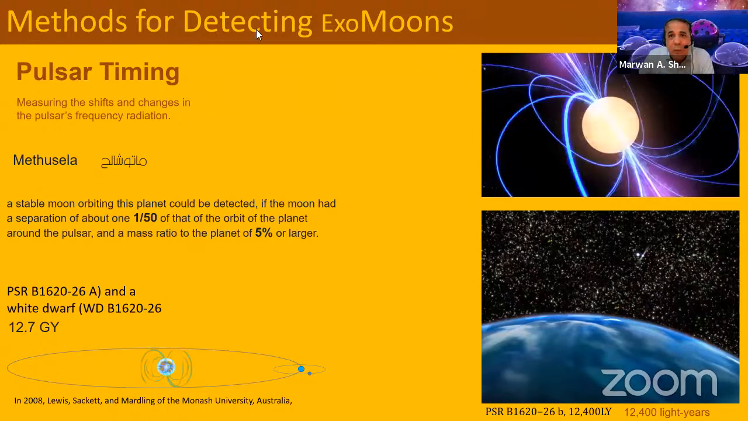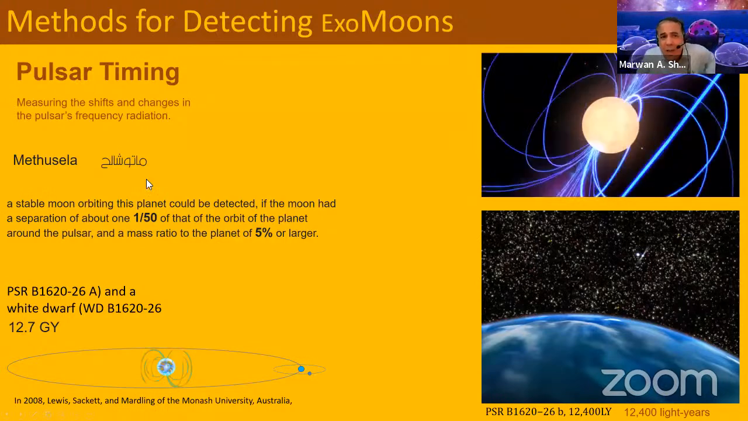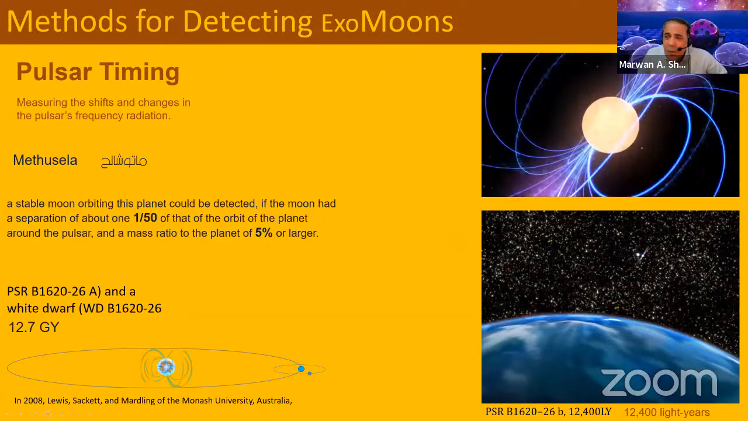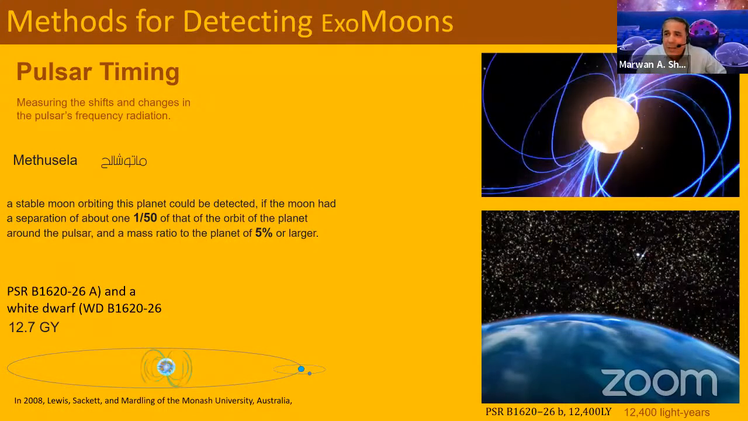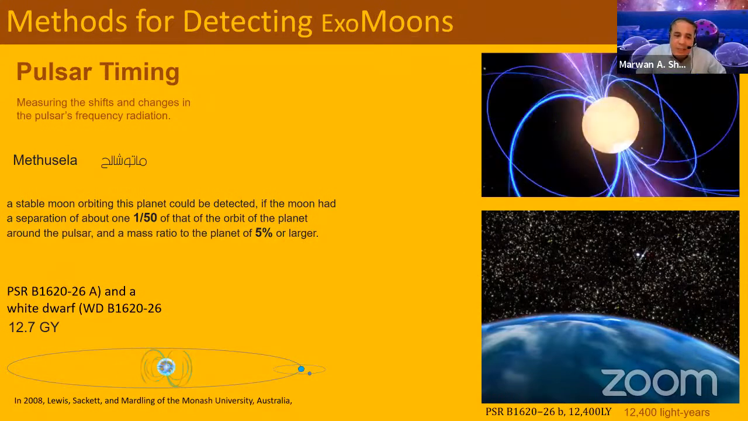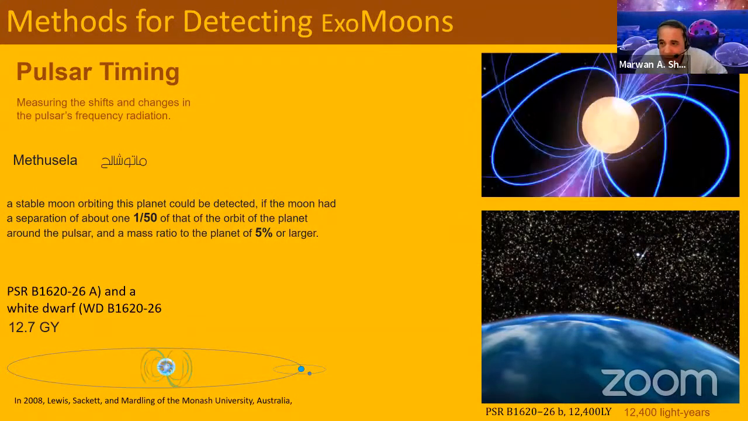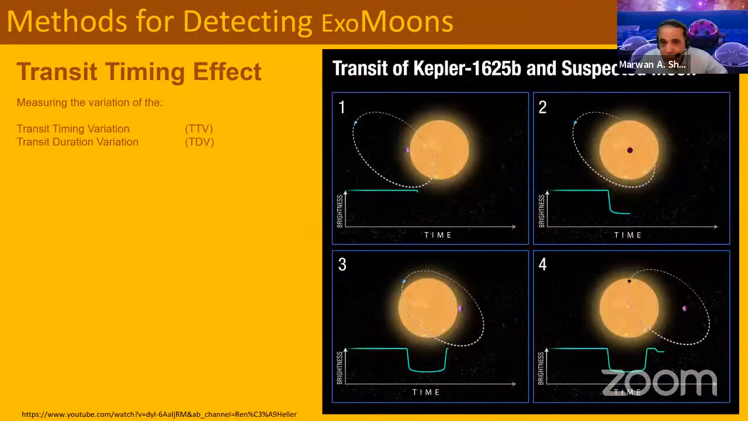Another method of detecting exoplanets is pulsar timing. This is similar to the way we discover exoplanets, but we can also detect exomoons in the same way. It is too complicated to go into for every method.